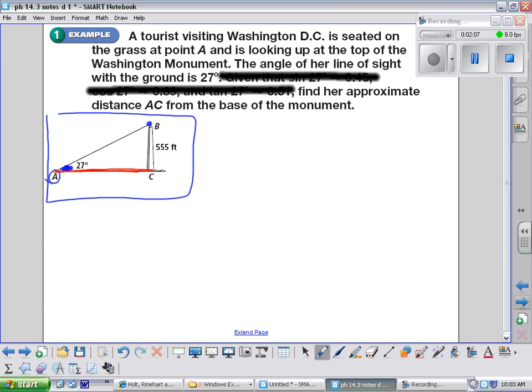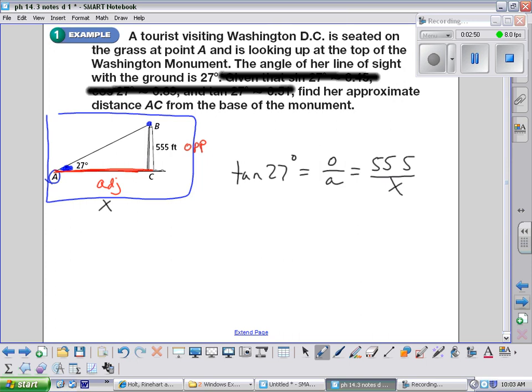So basically, we play the game of what do we have and what do we want. We have the opposite. We want the adjacent from the 27-degree angle. From the 27 degrees, if you put your thumb at 27 degrees, the 555 is opposite, and A to C is adjacent. So we'll call that X. So we set up the tangent ratio: tangent of 27 degrees is equal to the opposite over the adjacent, which is 555 over X. And we'll get our answer in feet.